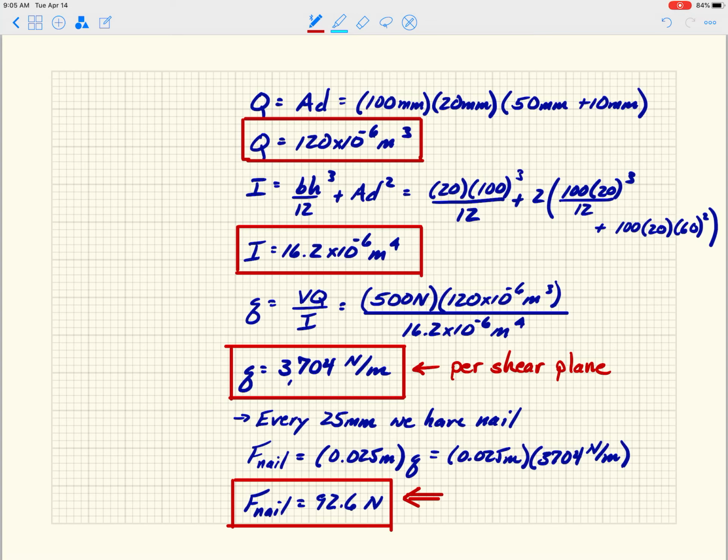So again, I have some options. I can use more nails, although 25 millimeter, 1-inch spacing is very tight already, so I might not be able to get away with more nails. I could use clip angles to more solidly connect the flange to the web. I could bolt it. There's a lot of different things you could use. Regardless of what you use, this is the amount of force that needs to be transferred every 25 millimeters. So that's a connection design problem, again, to enforce composite action versus non-composite.